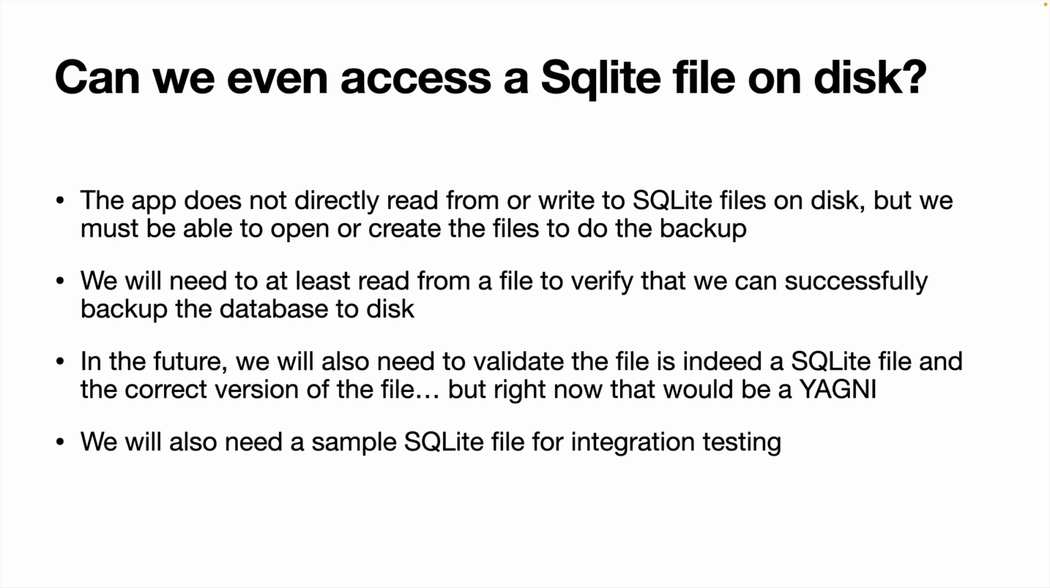Right now, there's no versioning in our system, which is actually a weakness to the current system. So we need to be able to find out what the correct version of the file is. But right now, that's what I would consider a YAGNI, because it's not something we're doing. So remember, a YAGNI is you ain't going to need it. So we have to treat that as a YAGNI. We're not going to touch it right now, but we want to keep it in the back of our minds. So we'll also need a sample SQLite file to set up our integration testing. So let's do this work first.